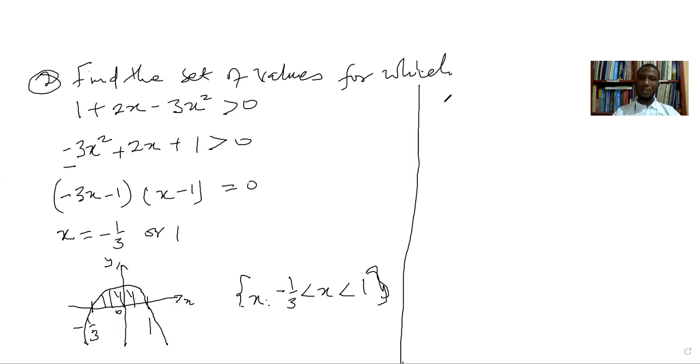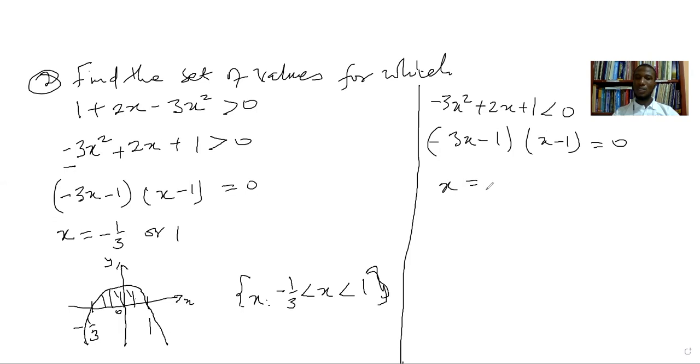Then again, if you want to try turning the sign, we are going to have this. So now our question is going to be negative 3x squared plus 2x plus 1. Instead of the greater than, it's now going to be less than 0. All right. So again, we are going to have the same factors, the same function this way, or x minus 1 this way equals 0. So our x is going to be negative 1 over 3 or positive 1. So we quickly sketch our graph.